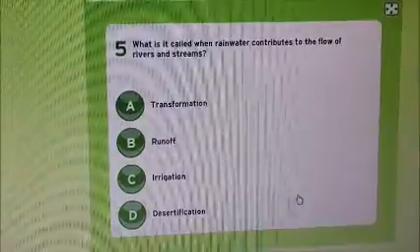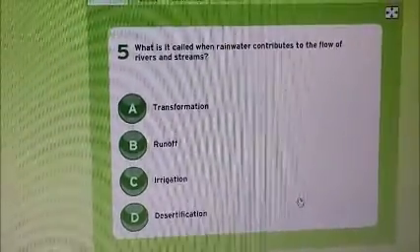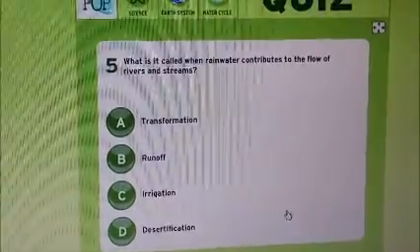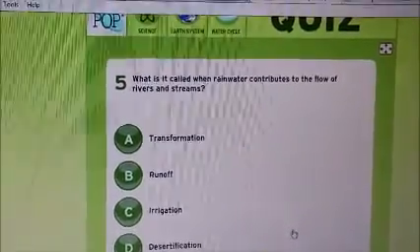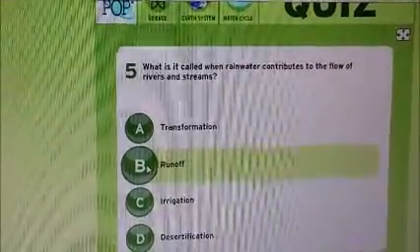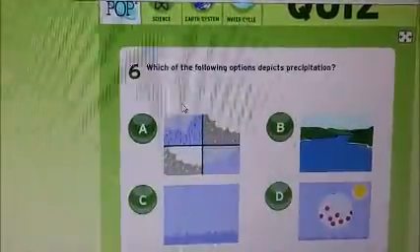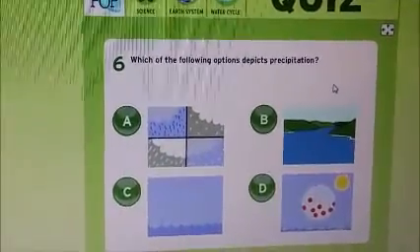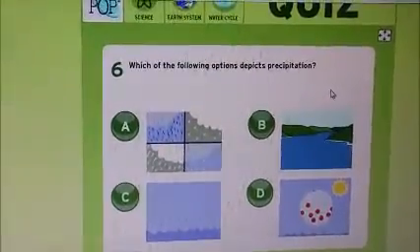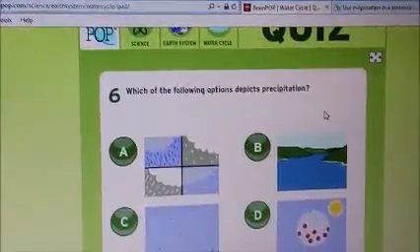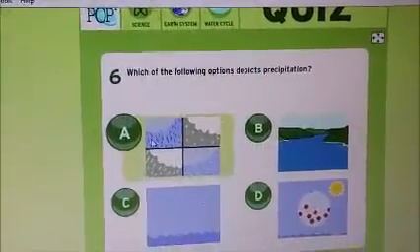All right. What is it called when rainwater contributes to the flow of rivers and streams? Is it transformation or runoff? Runoff. Very good. All right. So you see the 4 pictures. Which of the following options depicts precipitation? A. Very good.